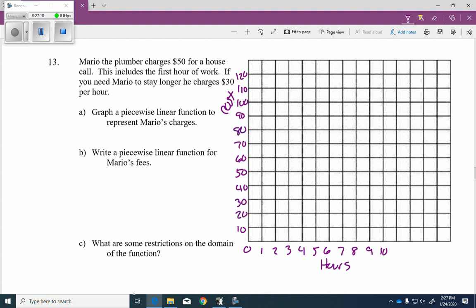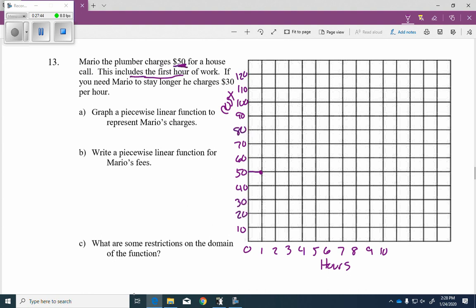And like I said, this first piece is $50 for a house call, which includes the first hour. There's no controversy at all. I'm going to pay $50 for any part of an hour up to an hour. But then if he stays longer, he's going to charge $30 an hour. And this is why I said there's some controversy.